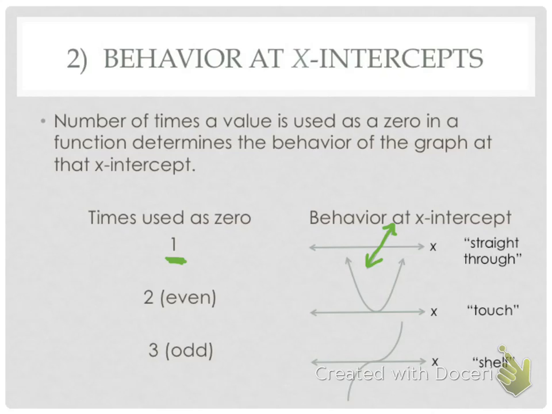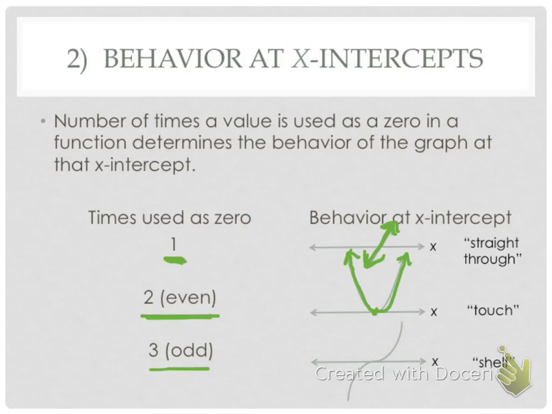So if I just have a zero that was used once, then I'll end up with a graph that's just going to go straight through that x-axis. Now if I end up with a factor or a zero that was used twice or any even number of times, what that means is that that graph is just going to touch the x-axis. So we still have an intercept there, but it's not actually going through the x-axis. It's just coming down, touching that x-axis, and then turning back in the same direction that it came from.